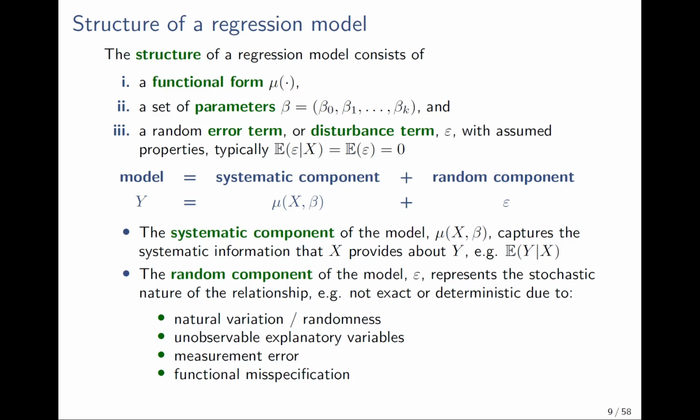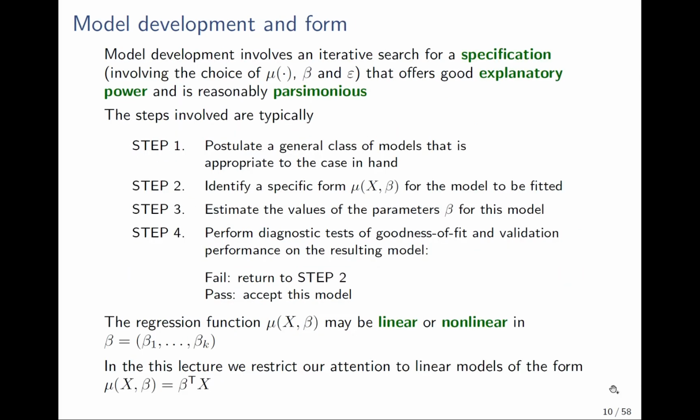Or it could be this functional misspecification. So this functional form that we've chosen, mu, is not perfect in all cases. It's an approximation, and for that reason, again, there's uncertainty. So this term here, curly e, this is what it's capturing. It's capturing all of these random elements that cause uncertainty in the relationship between y and x.